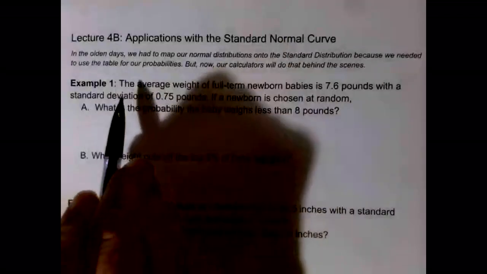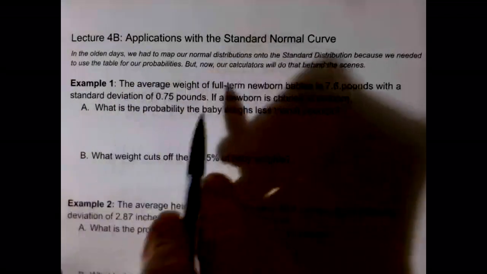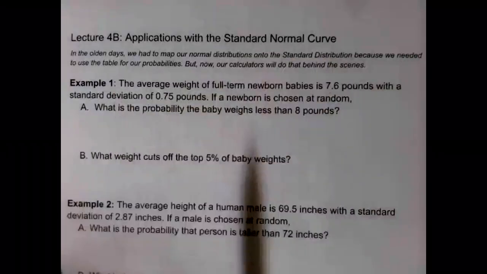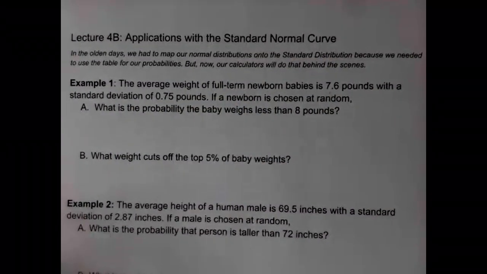So here's our first example. The average weight of full-term newborn babies is 7.6 pounds with a standard deviation of 0.75 pounds.